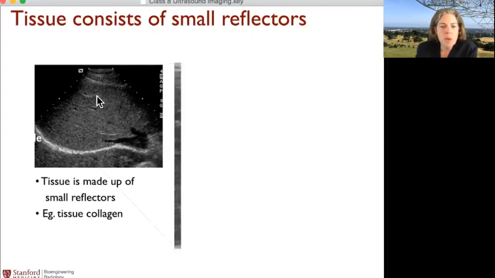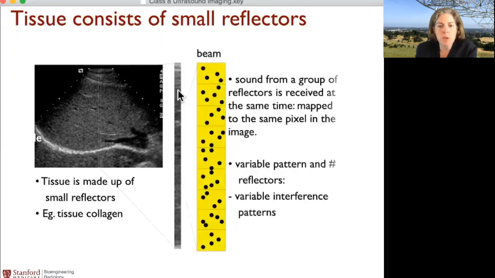Let's say we look at one line through the image, and maybe it looks something like this, and let's split it up into a number of different voxels. Within each voxel, you're going to have some number of reflectors that give rise to echoes coming back. In the adjacent voxel, the reflectors are going to be in a different spatial pattern, and so on. Each voxel is going to have a different spatial pattern of reflectors.